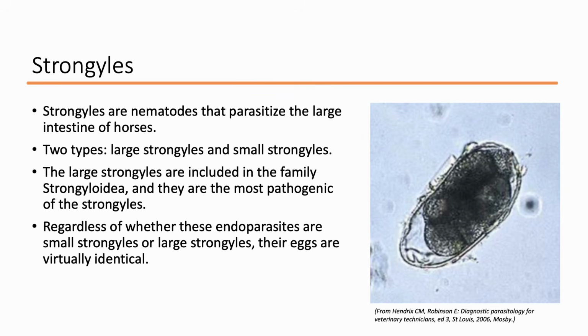All right, let's talk about strongyles. Strongyles are nematodes that parasitize the large intestines of horses, and we have two types, large strongyles and small strongyles. The large strongyles are the ones that are in this superfamily we're talking about, the Strongyloidea, and they're the most pathogenic. They cause the most problems. Regardless of whether they are large or small, the eggs are identical. So we can't really tell the difference in the parasite based on the eggs. We can just say we have a strongyle-like ova rather than a particular species of strongyles.